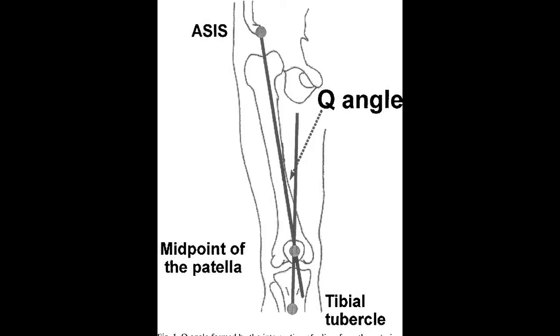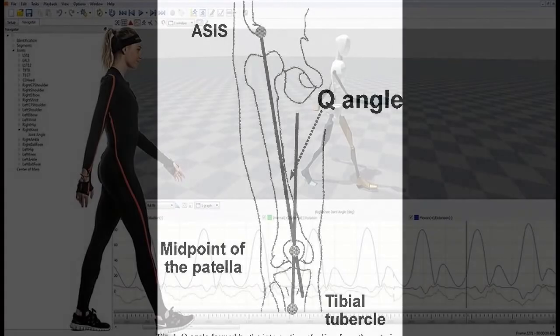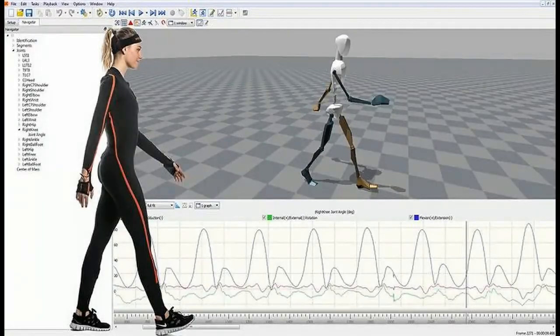Genu varum, also known as bow-legged, if present, is measured by the angle between the shank and thigh lines. Genu valgus, or knock knee, if present, is also measured by the angle between the shank and thigh lines. Many biomechanics labs use MatLab for processing motion capture data. Specific to our project is calculating the genu varum valgum and Q angles during gait.